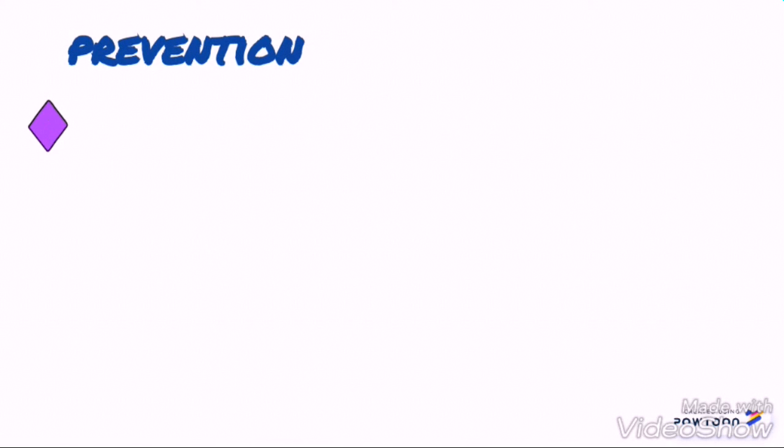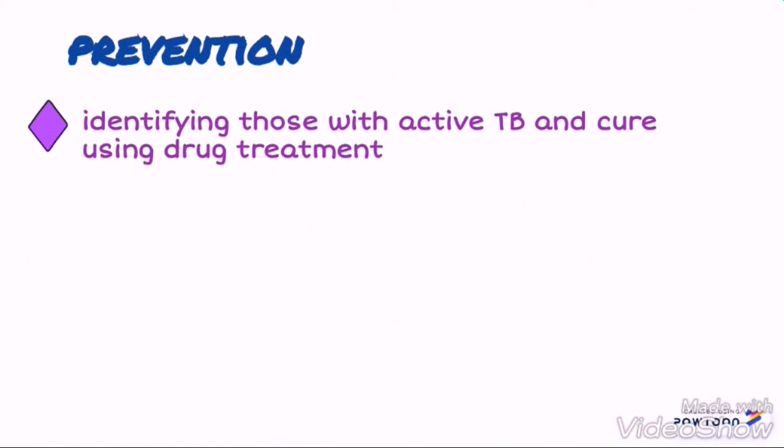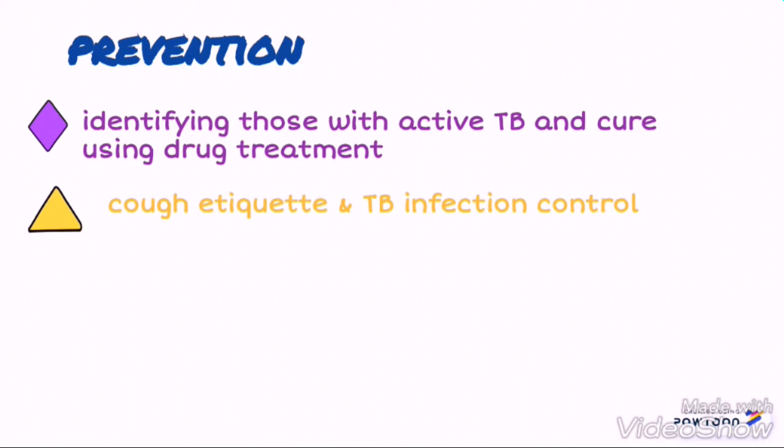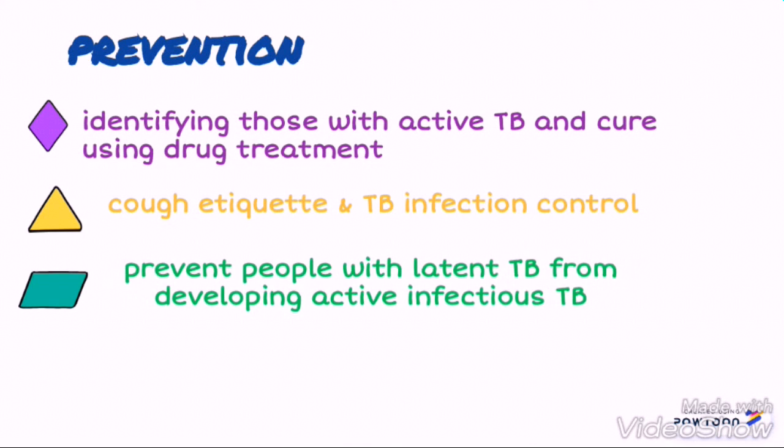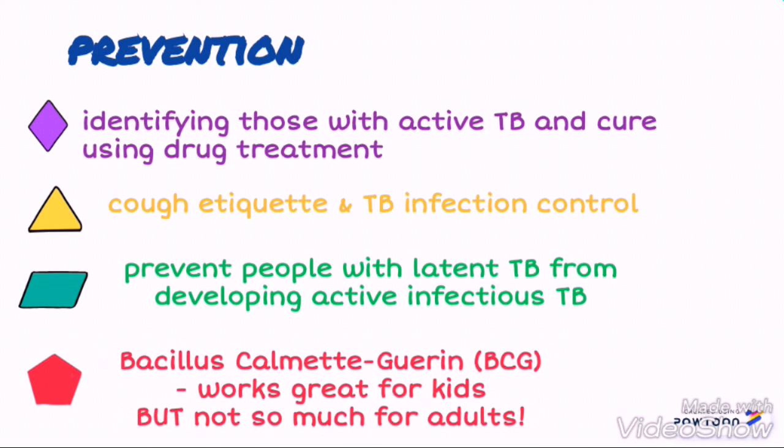Prevention of TB involves identifying and treating active TB patients with drugs, cough etiquette and TB infection control in public places such as clinics and hospitals, preventing latent TB patients from developing active TB, and BCG vaccines, compulsory for all newborns to protect them from contagious adults.